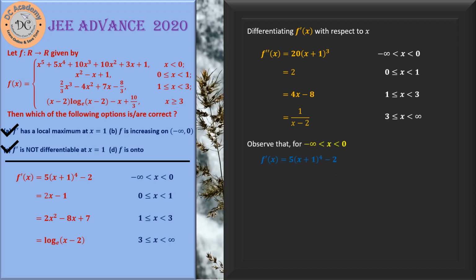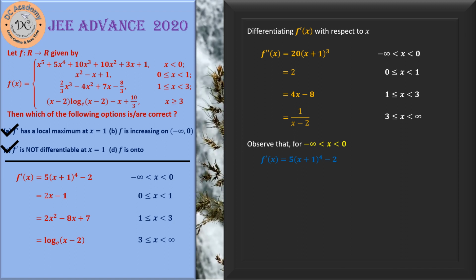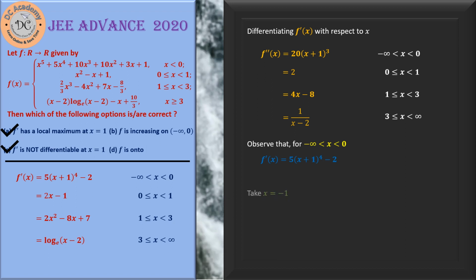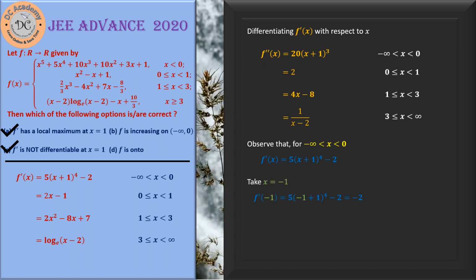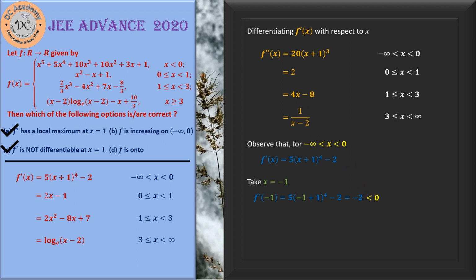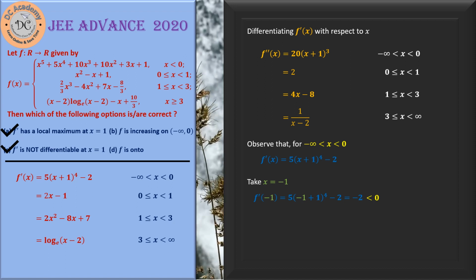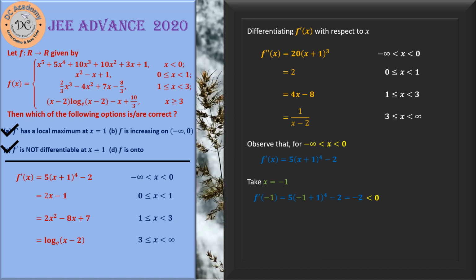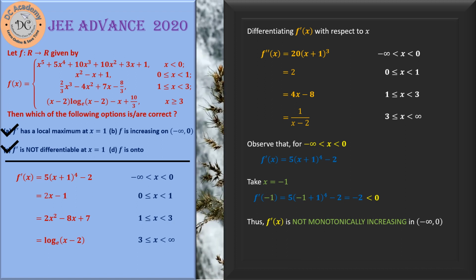Now, notice that if I substitute x is equal to -1, it's negative. So if I put x equal to -1, f dash of -1 is negative, which states that f x cannot be an increasing function inside the interval minus infinity to 0. So therefore, option B is not correct.